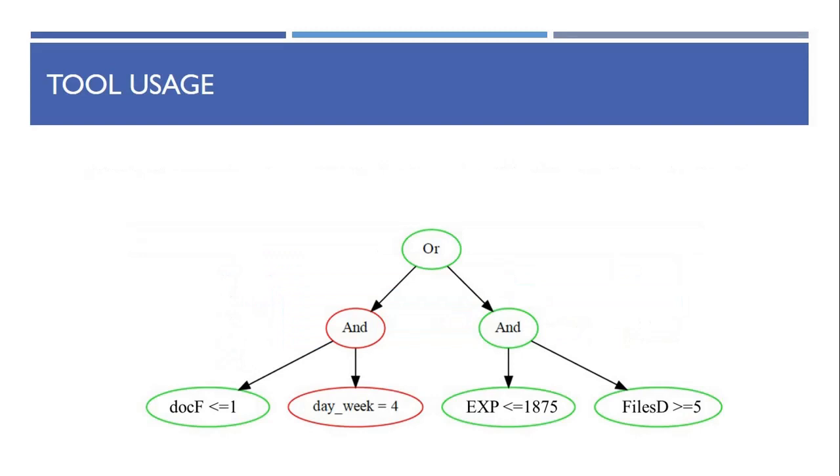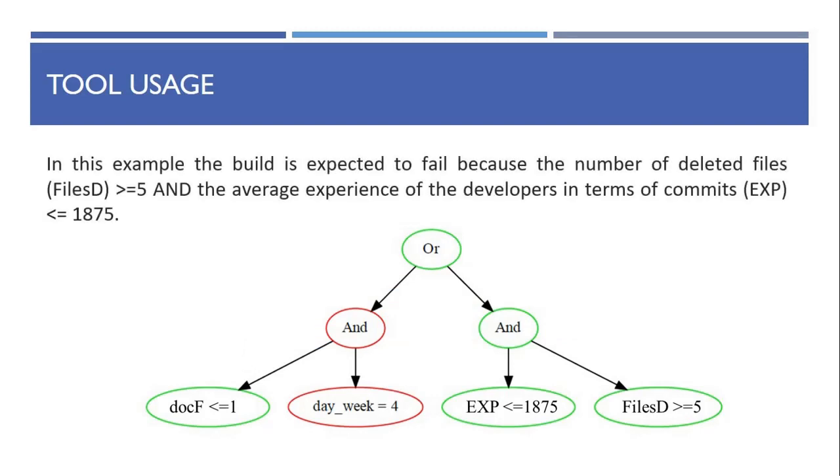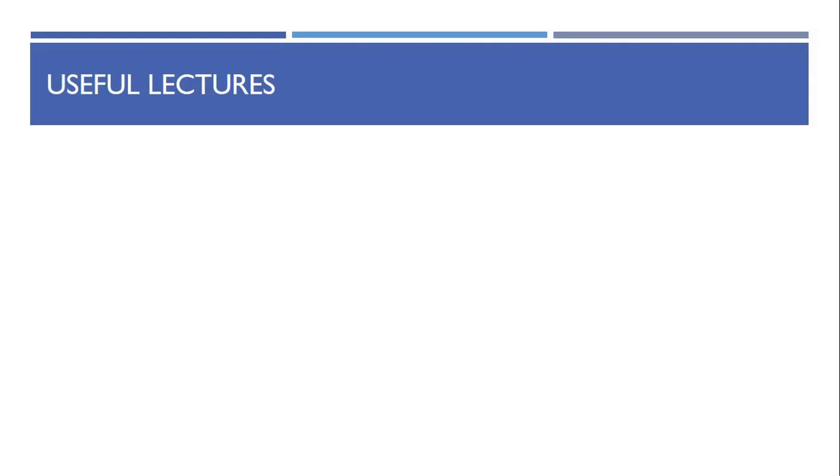In this example, the build is expected to fail because the number of deleted files is greater or equal to 5, and the average experience of developers is less or equal to 1875 in terms of commit. To get more insights about the approach, you can have a look at the following research papers.